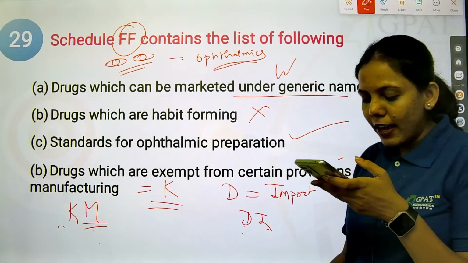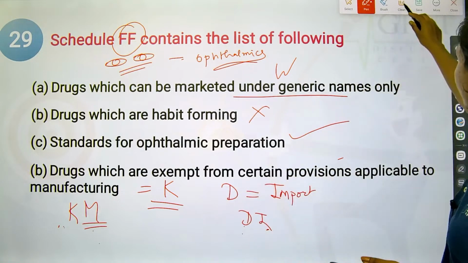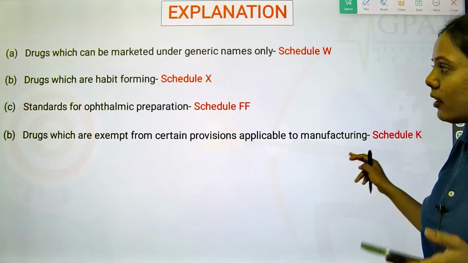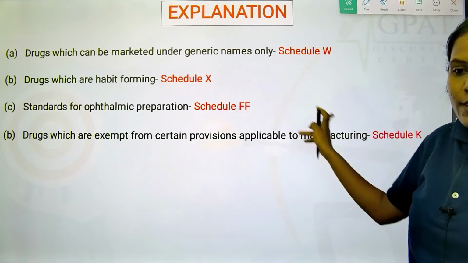Very good, Krishna. FF means focus to eye. Very good. So option C is the right answer. So this we have already discussed.